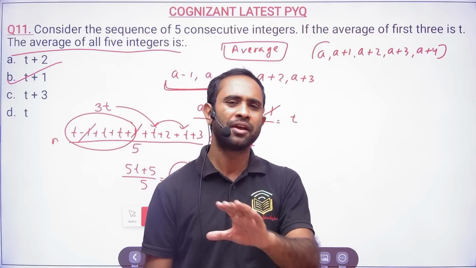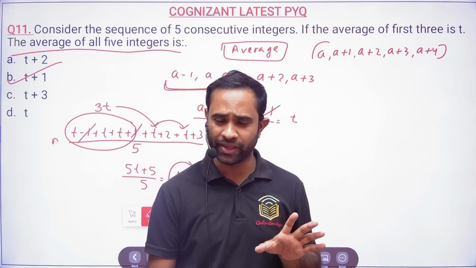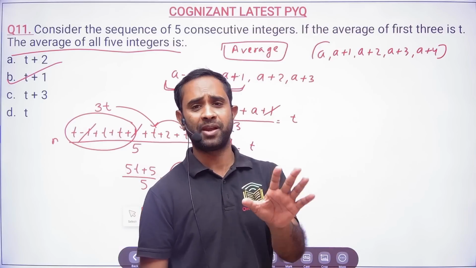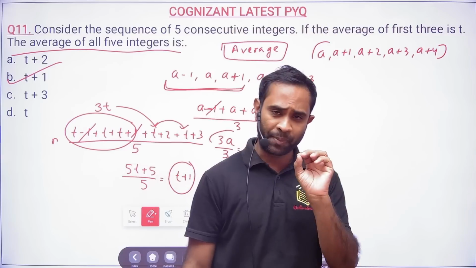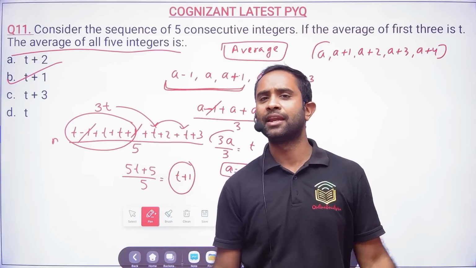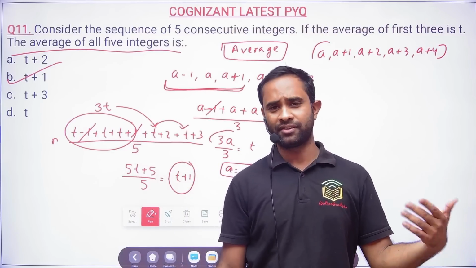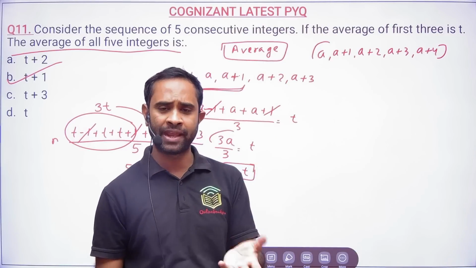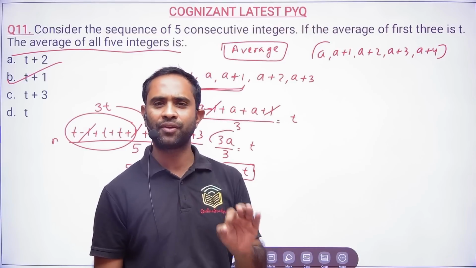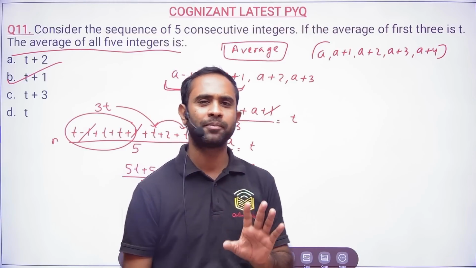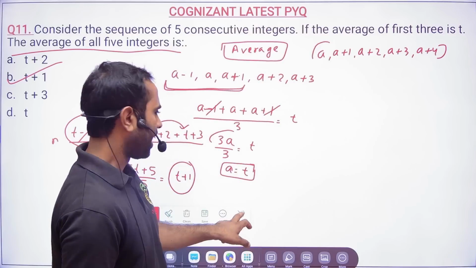Slowly you will learn. You cannot become perfect in 1 or 2 days of practice. It needs like 15 days or 1 month of practice to become better in any subject, either it is aptitude, reasoning, verbal ability, coding, or interview. Everywhere you need practice to become perfect. Okay, I hope this is clear.